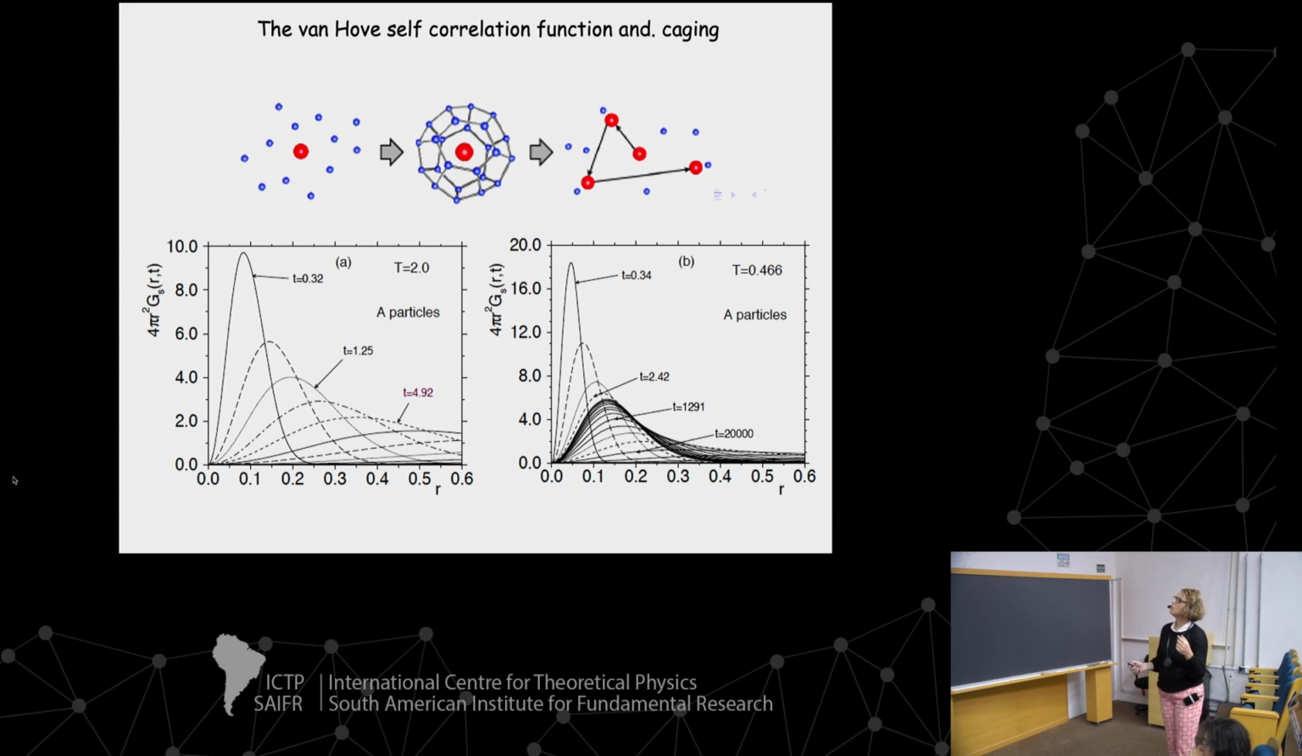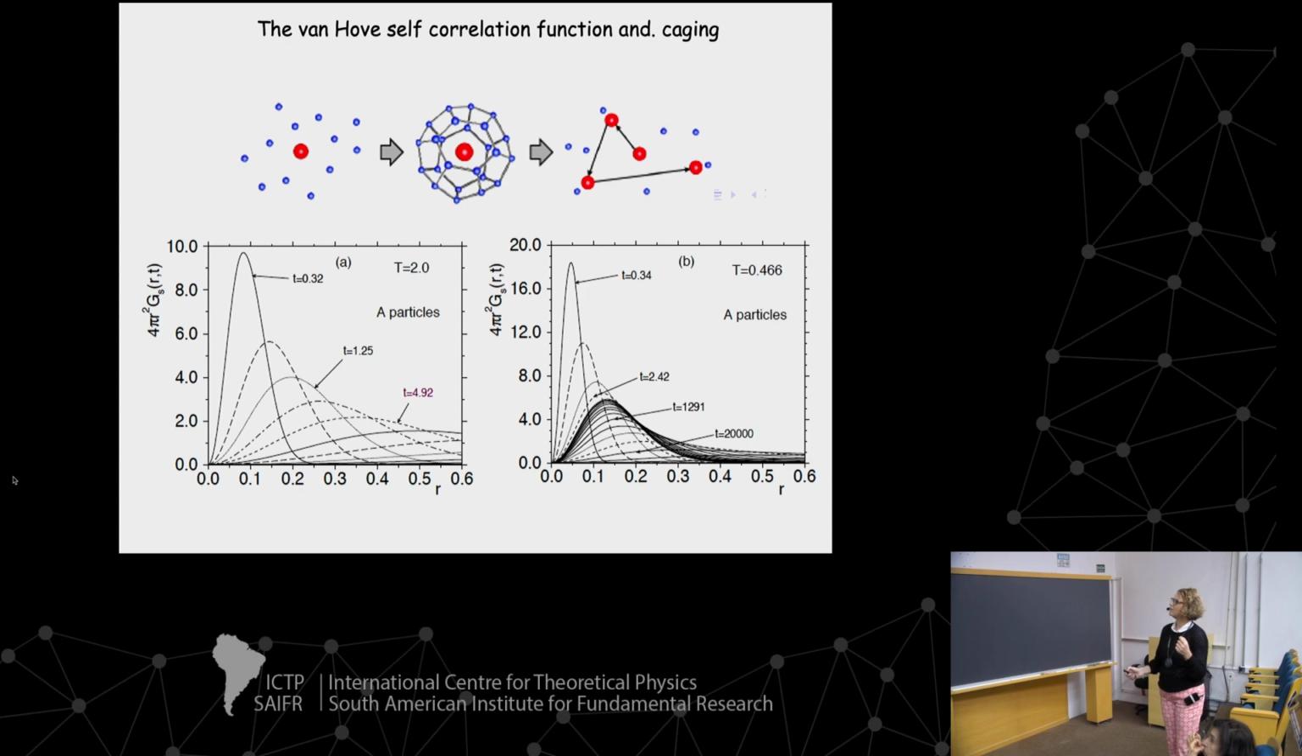At the beginning, you have the ballistic time. So this is the probability distribution. See, 4 pi r squared G self is the density of probability distribution. And as you see here, this is for low time, which is quickly going down because this is the ballistic part.